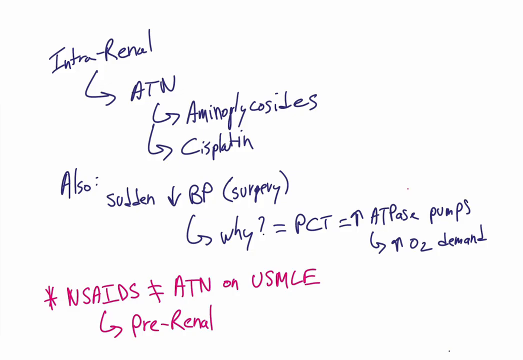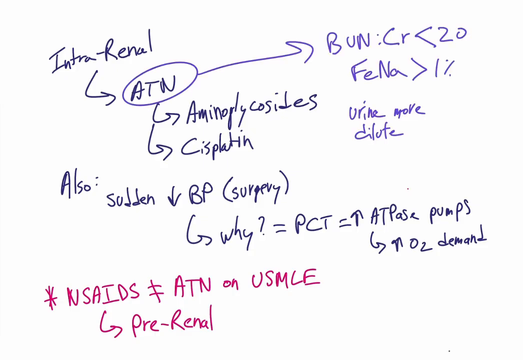Now, why does this occur? It's because the PCT has tons of ATPase pumps with high oxygen demand. When they get starved, tubular cells slough off, and this results in ATN. Now, as far as NSAIDs, these are not a direct cause of ATN on your licensing exams. They cause pre-renal azotemia, or with chronic use, analgesic nephropathy / interstitial nephritis. In this case, you will see eosinophils. As far as beta-lactams, cephalosporins, NSAIDs, this is interstitial nephritis.